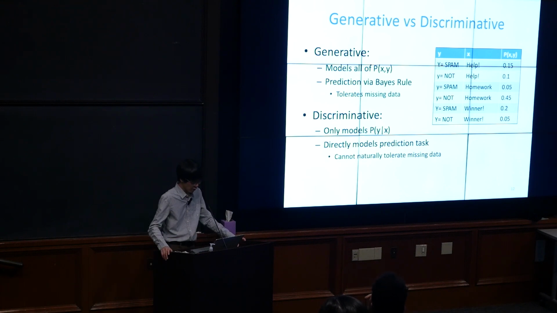Whereas in a discriminative model, because it's only modeling the probability of y conditioned on x, if x is missing, if x doesn't exist, then it can't tell you anything. It requires that input, whatever you conditioned on. Because it directly models this prediction task, it can't naturally tolerate missing data. I'm just making sure I'm not missing anything here. Nope, cool.